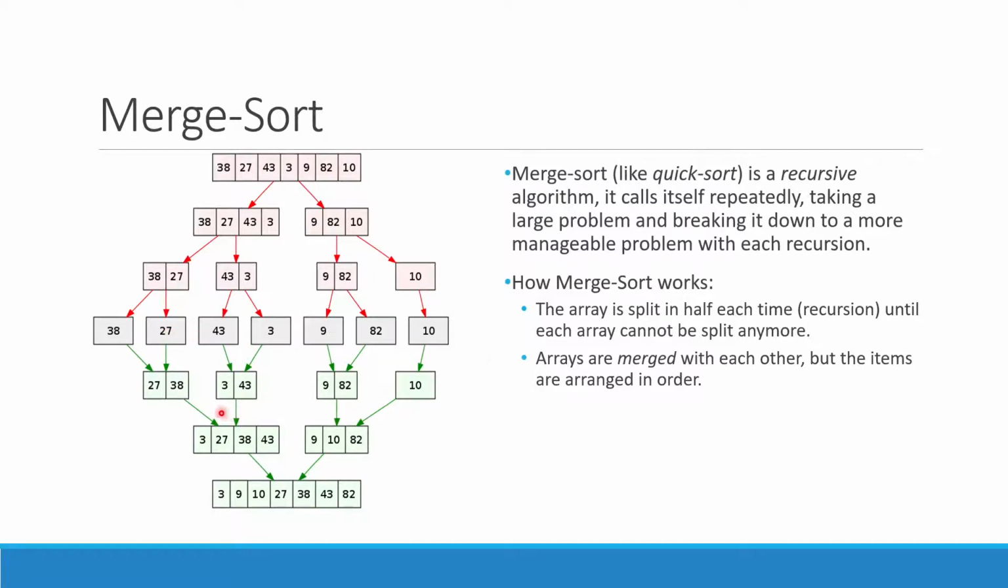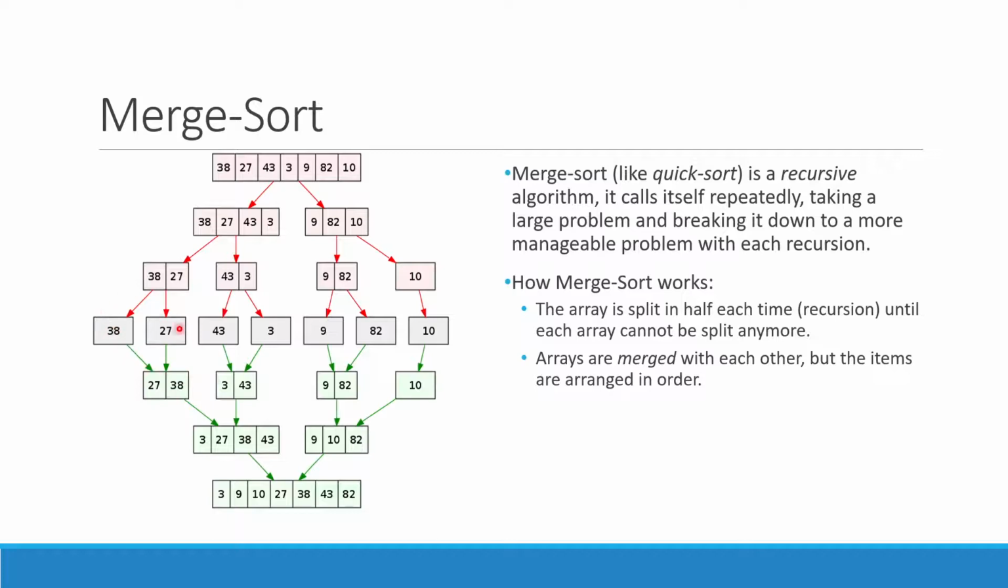Okay, so at this point here, we've completely broken down the array, and we're looking at 38 and 27. We consider these like two different arrays of size 1. Okay. Now, the way that the new array is reassembled is that it looks at both arrays.